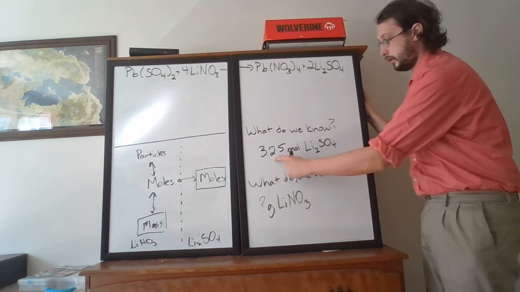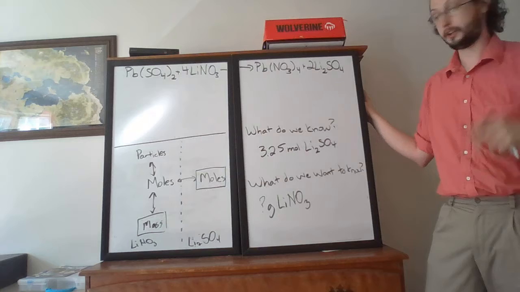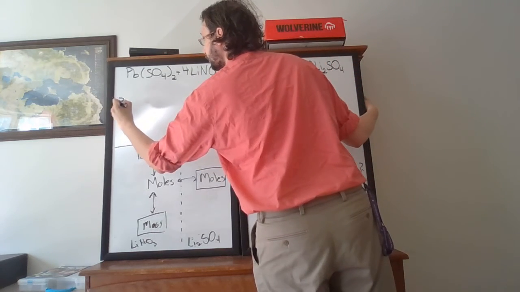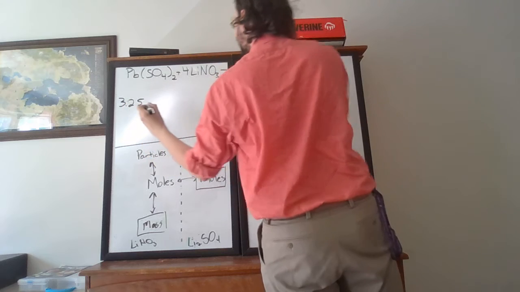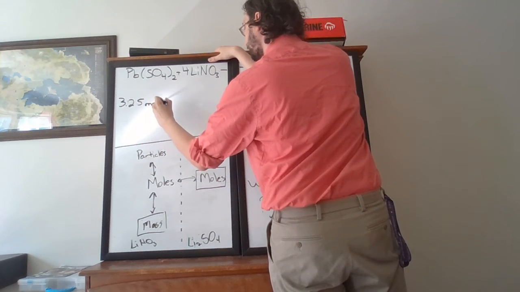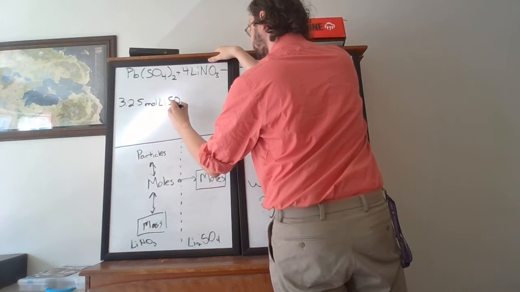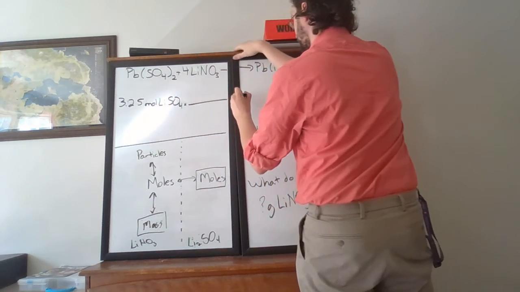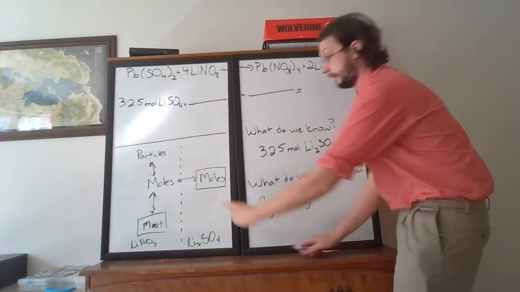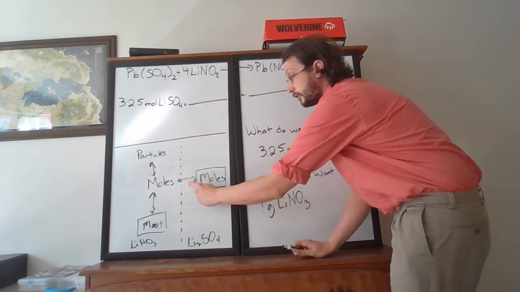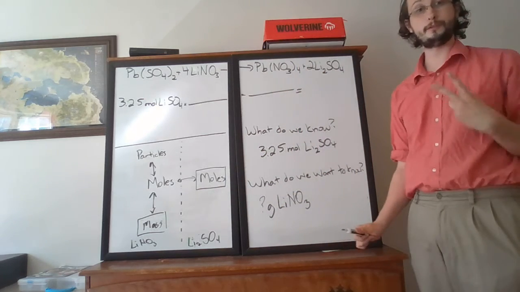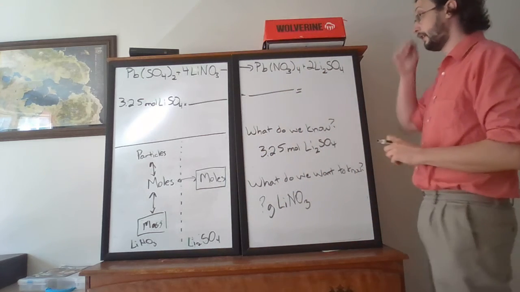We're going to take what we know, and that's going to be our starting value. So we're going to take 3.25 moles of lithium sulfate. And it's going to need 2 conversion factors, and we know it needs 2 conversion factors because to go from moles to moles, we cross 1 arrow, and to go from moles to mass, we cross another arrow. That's 2 arrows, that's 2 conversions that you already know how to do.